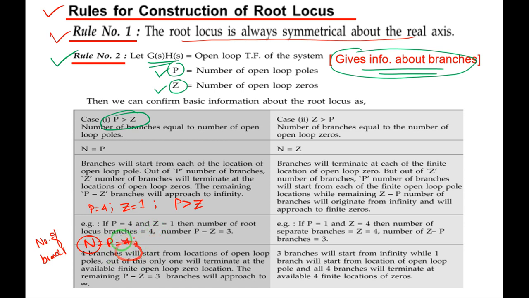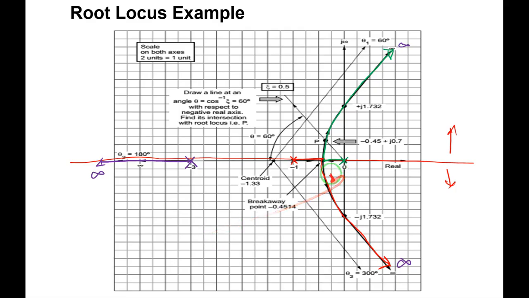Yes, there are 4 branches as per this, right? N equal to 4 branches because N equal to P. What is this P? It is 4 here. So the number of branches, 4 branches are there. Okay, we came to know that there are 4 branches. Then where they will start? Always the branches will start from open loop poles, right? Here you can see there are poles located at 0, -1 and -3. The branch is starting here. Another pole, the branch is starting here. Always the branches will start from open loop poles.